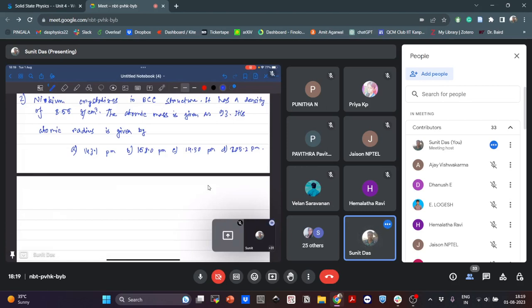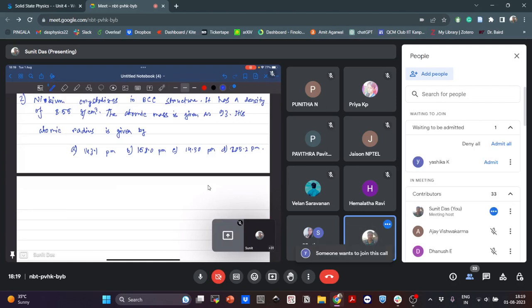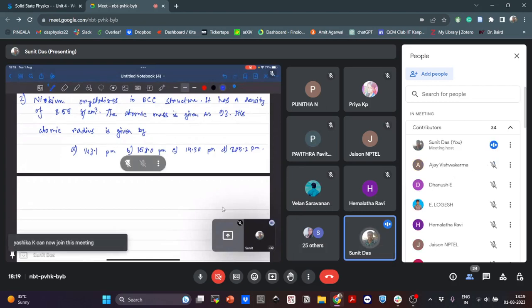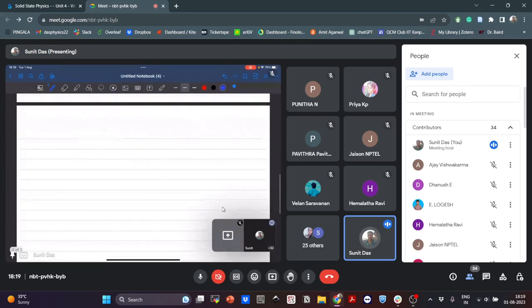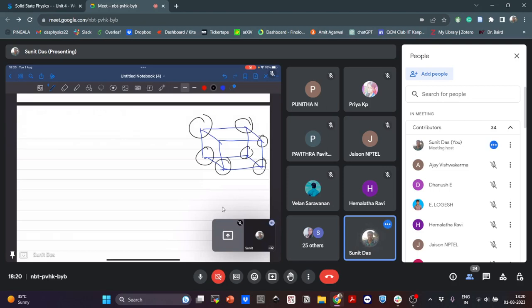Okay, so let me solve the problem. So we have a niobium crystal which is body centered cubic structure. What is meant by body centered cubic structure? Let me draw a cartoon picture. Please try to draw. In the body centered cubic structure, there are atoms at the corners. All the corners are filled by atoms, and in the middle there is another atom. That's why it is called body centered structure.